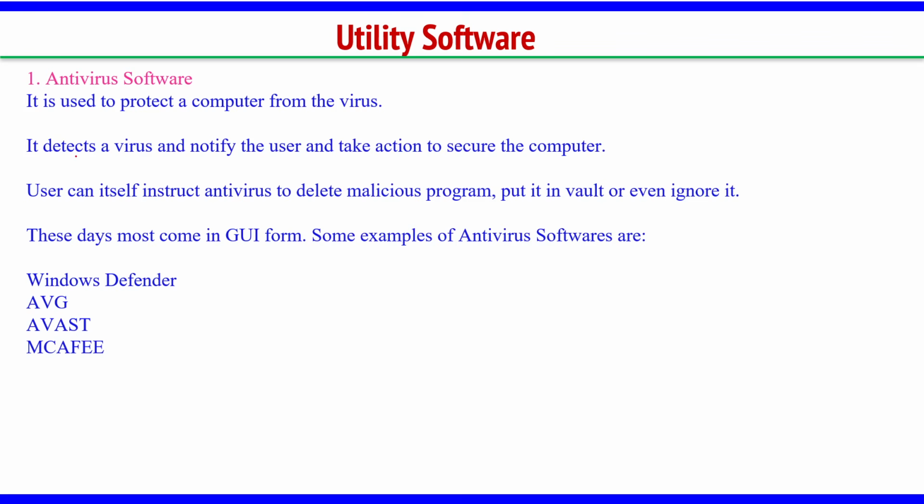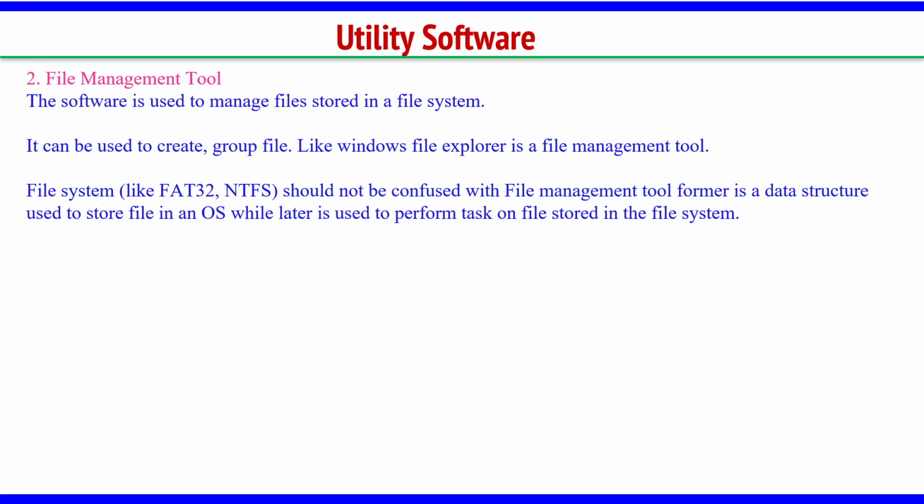What is its job? It detects a virus, notifies the user, and takes action to secure the computer. If you are using a laptop and some virus is there, this antivirus software will automatically activate and tell you that there is a virus, please delete that, take some action. So these are some simple examples of antivirus software.